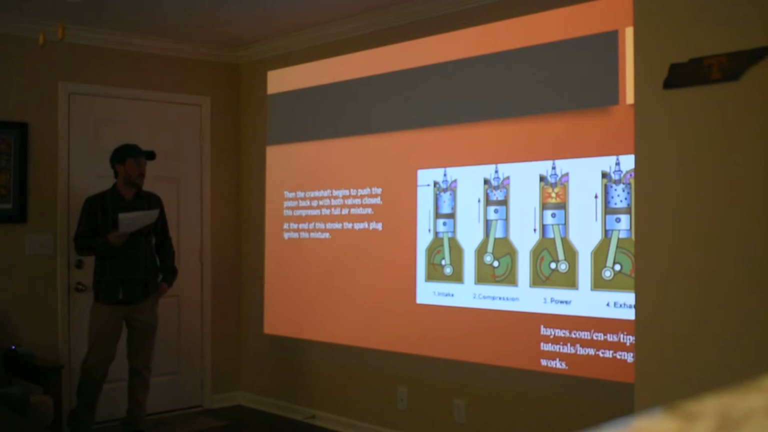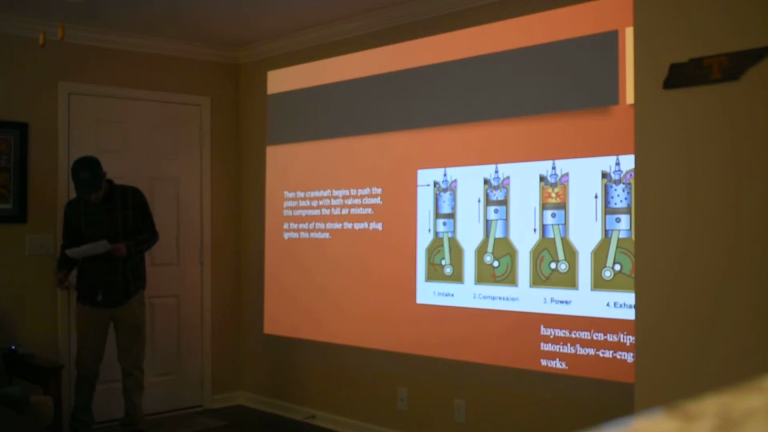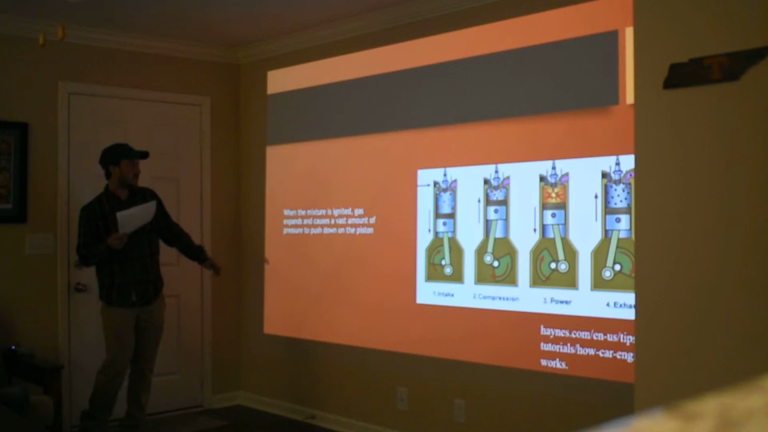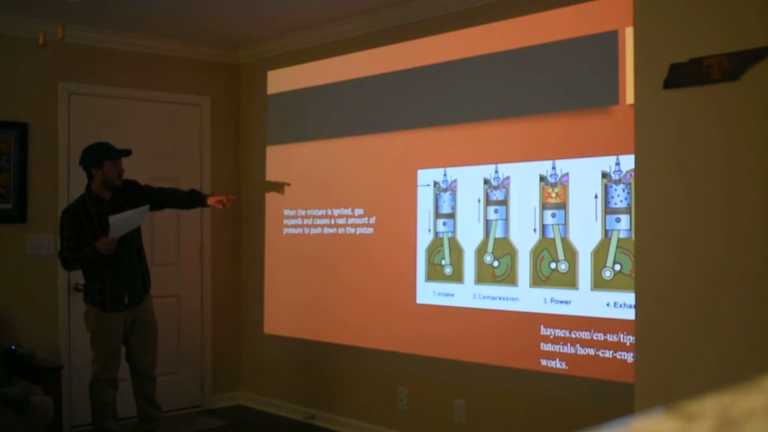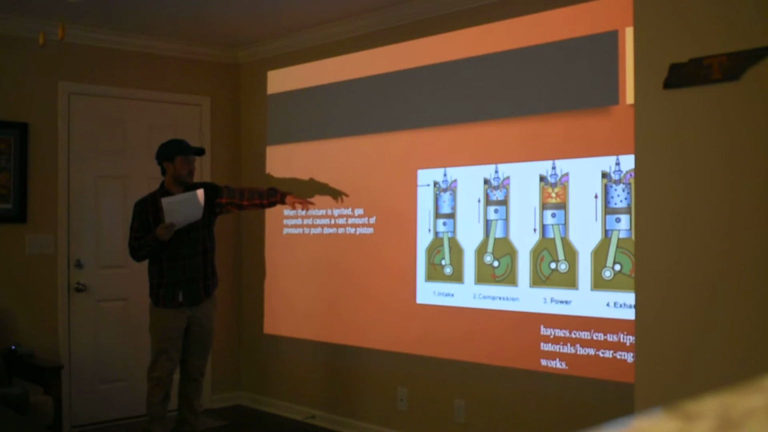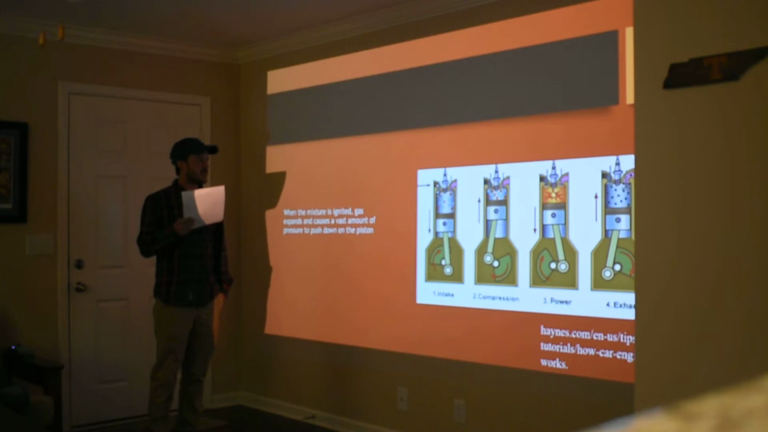Each of these components works together in four basic parts of the cycle: intake, compression, power, and exhaust. For reference, I'll be using this picture by Haynes.com. So on intake, what happens is your crankshaft is spinning and it pulls down on your piston. And while it's doing this, your intake valve is opening. And what that does is it creates a vacuum and it pulls in your air-fuel mixture.